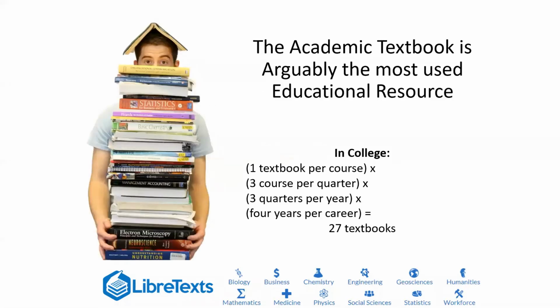The academic textbook is arguably the most used and ubiquitous OER resource in academia. So in college, the typical student, if they have one textbook per course, and they take 3 courses per quarter, and 3 quarters per year, and 4 years per career, is somewhere in the order of 27 books. And typically it's much larger than that.